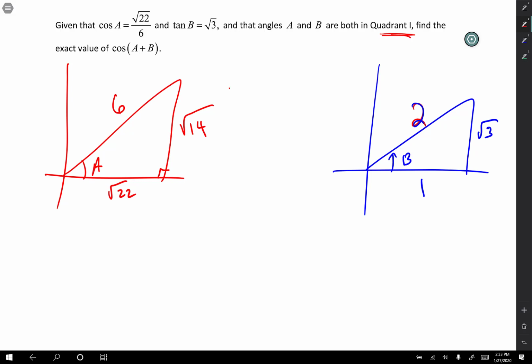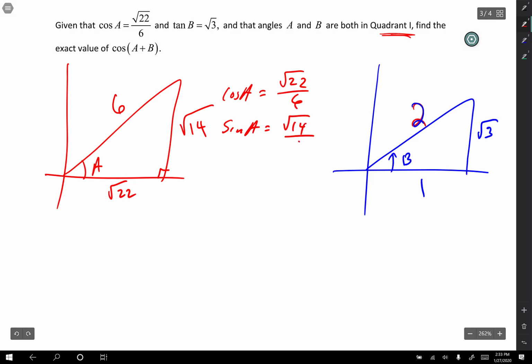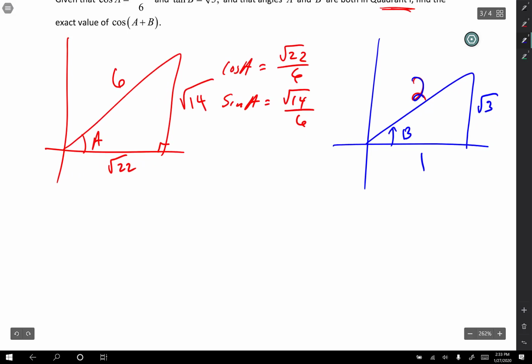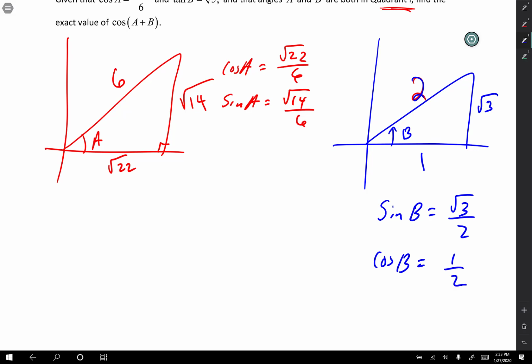This one in red. Cosine A, well, that one was given, square root of 22 over 6. And I need sine A. Sine A is opposite over hypotenuse, so square root of 14 over 6. This one here, sine B is square root of 3 over 2, and then cosine B is a half. And that's why you should not be tricked, because those are from the unit circle. Perfect angles. Are we still okay?